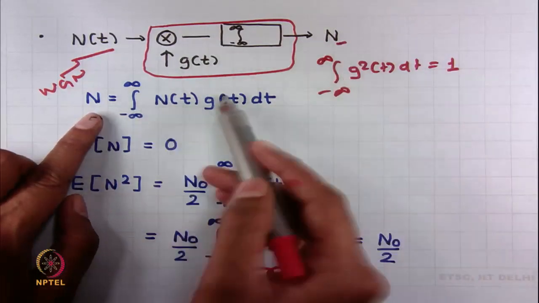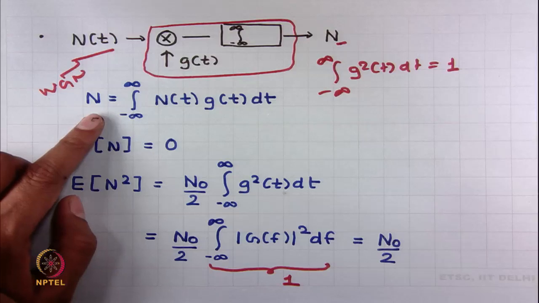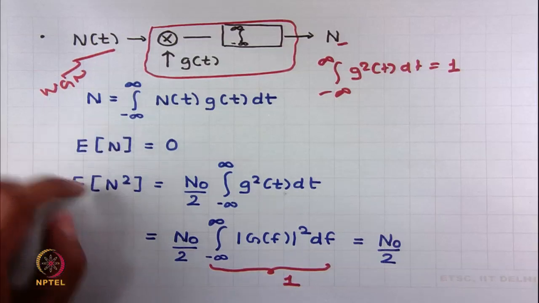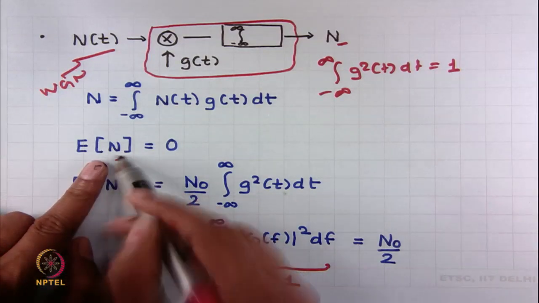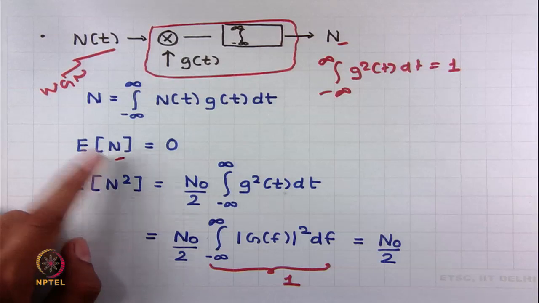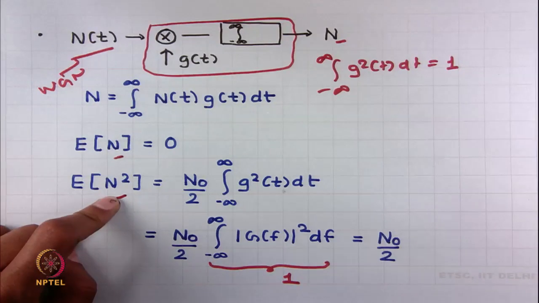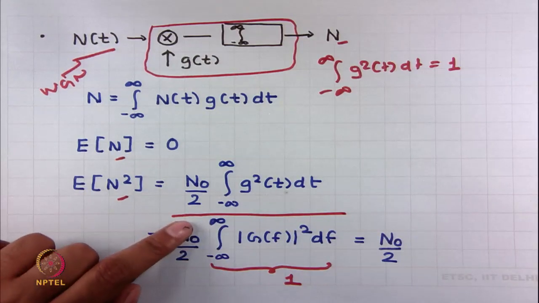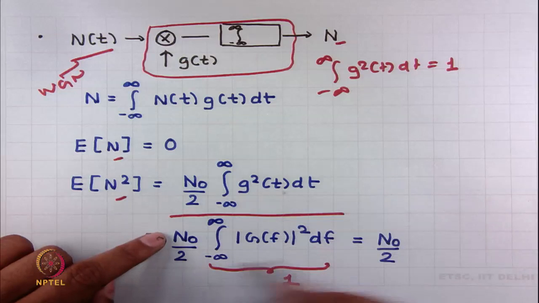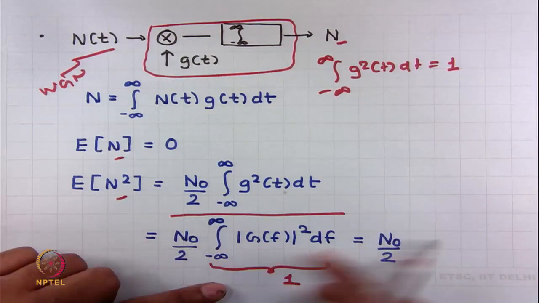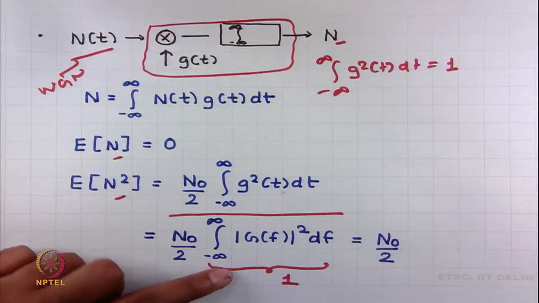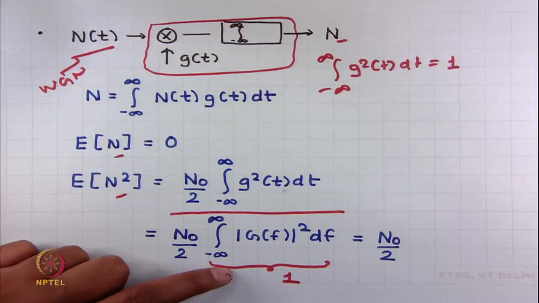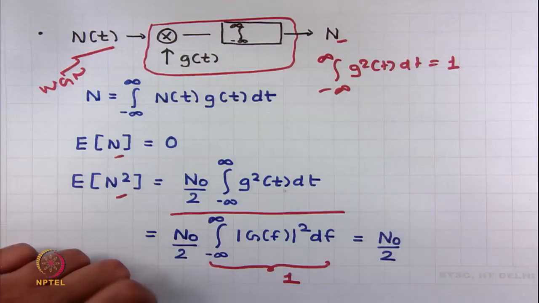So, n is nothing but a linear functional of this random process n(t) with this deterministic function g(t). We have seen that the expected value of this random variable is 0, and that its variance can be easily computed like this. This is the same as this thing from Parseval's theorem, and because it is an orthonormal function, this is 1, and so we get that the variance of the output noise is N0 by 2. These ideas must be remembered.